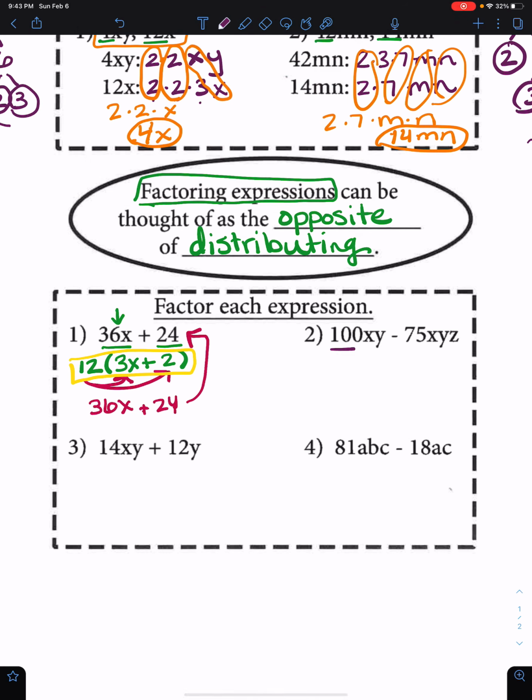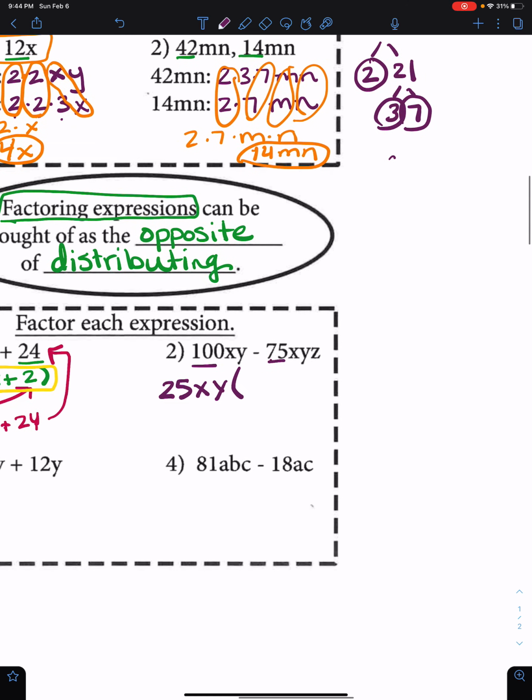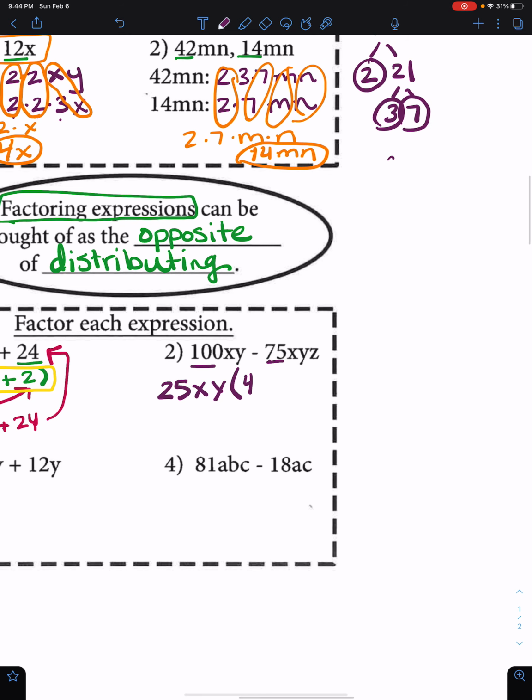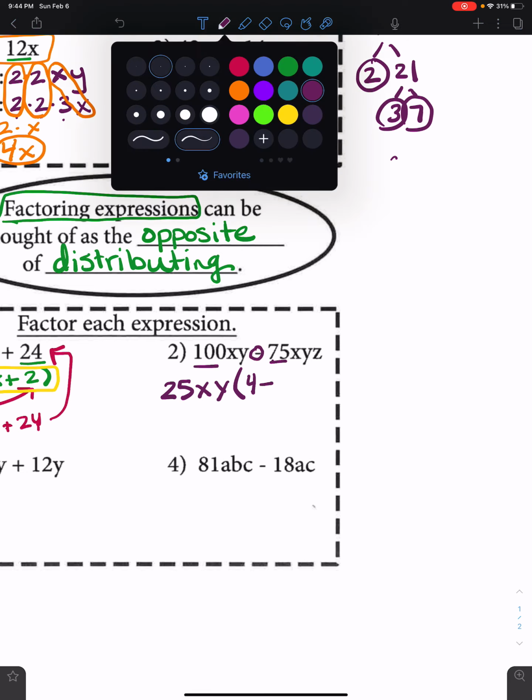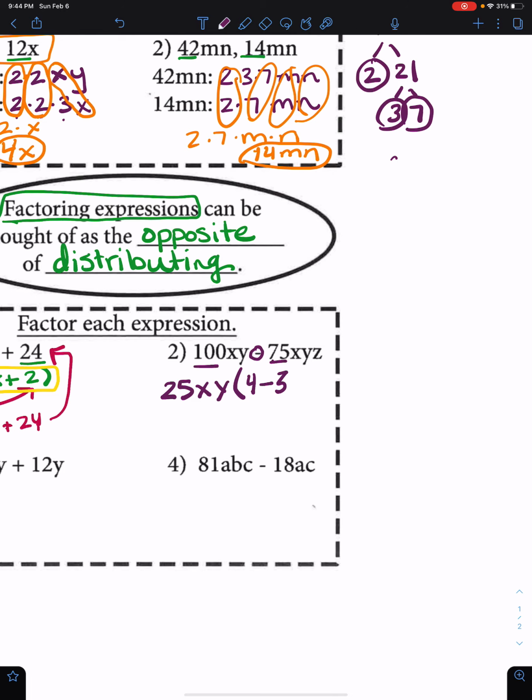We're going to find the biggest number that goes into 175 evenly, which is 25. And then any variables: they share an x and they share a y. In parentheses will be whatever I'd have to multiply 25xy by. To get 100xy, I'd have to multiply it by 4, because 25 times 4 is 100. And then we already have an x and a y, so I don't have to put a variable after the 4. Since this is subtracting, then I'd have to multiply 25xy by a 3.